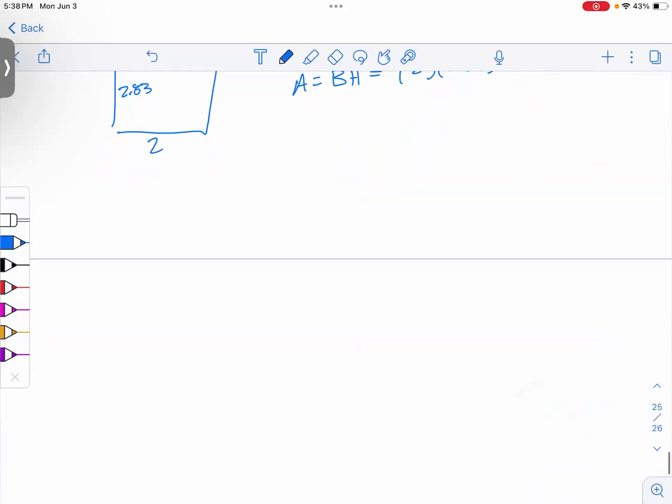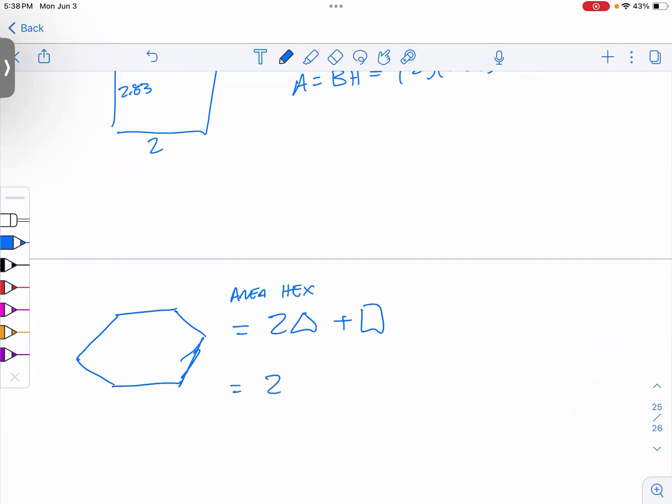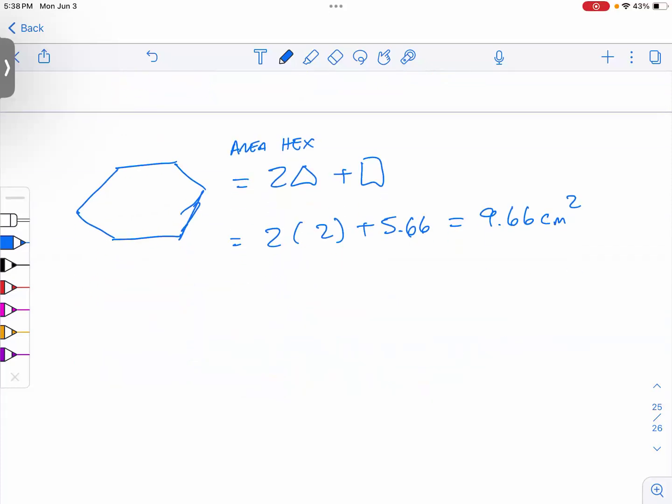Okay, so now let's put it all together. The area of our hexagon: we have two triangles plus the rectangle. Which means I have 2 times 2 plus 5.66, which gives us 9.66 centimeters squared.